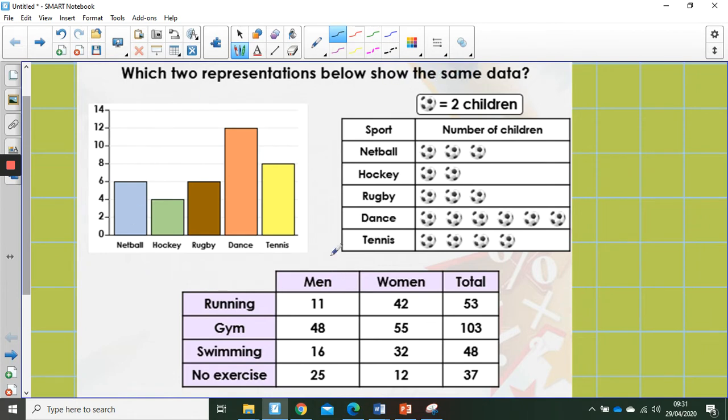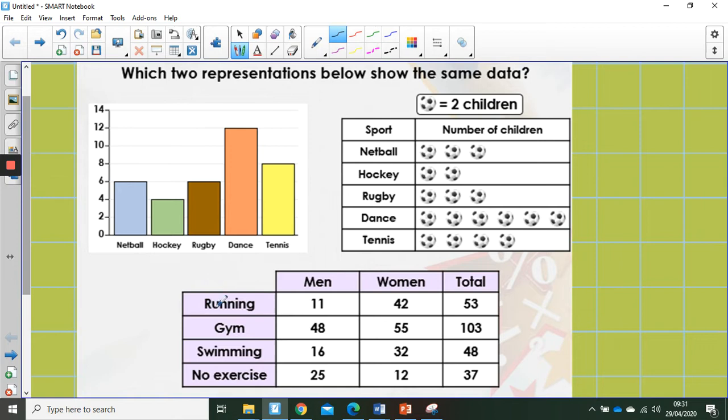So two of these charts show the same information. To find out which ones they are, we're going to look at the types of sport that are listed, first of all, and see if those are the same. So here we've got netball, hockey, rugby, dance and tennis. Netball, rugby, dance, tennis and dance. So the same here as here.